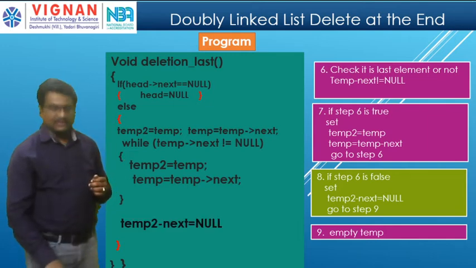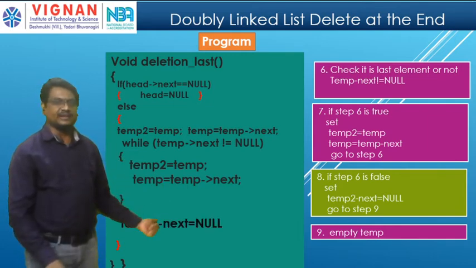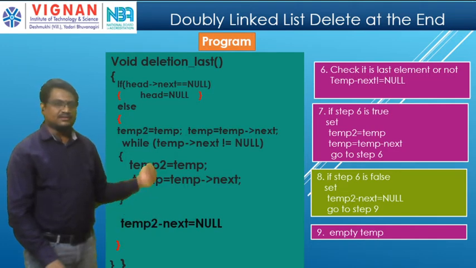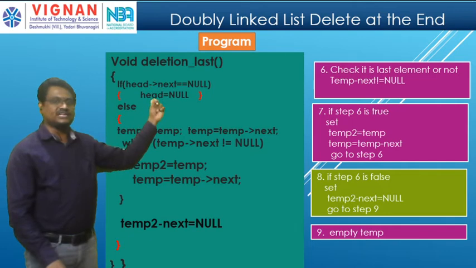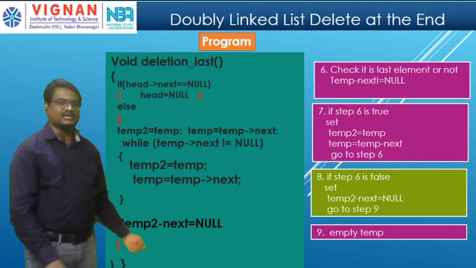So for that I am setting temporary's next element to null. Then I will go to the 9th step. Here also, if head equals null, it is the 4th step. Am I right? It is the 4th step. In the 4th step also, if it is null, it will simply go to the 9th step.